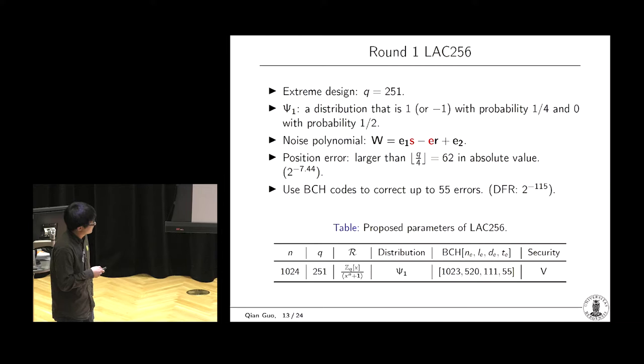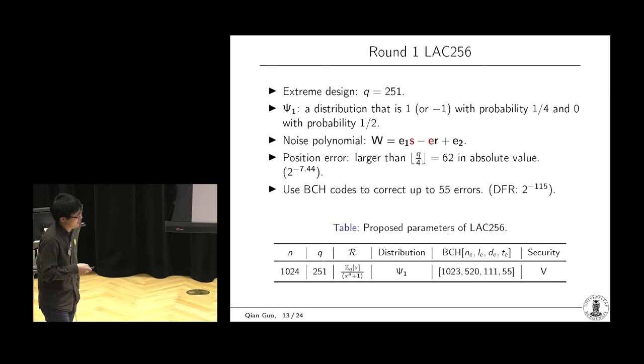For position error, because q is very small, if one position w_i is larger than this value in absolute value, larger than 62 or smaller than minus 62, then there's a position error. The error probability is very large, 2 to the -7.44. And then they use the BCH code to correct up to 55 errors. So a frame error occurs when we have more than 56 position errors. So the decryption failure rate is fairly low, 2 to the -115 in the analysis.